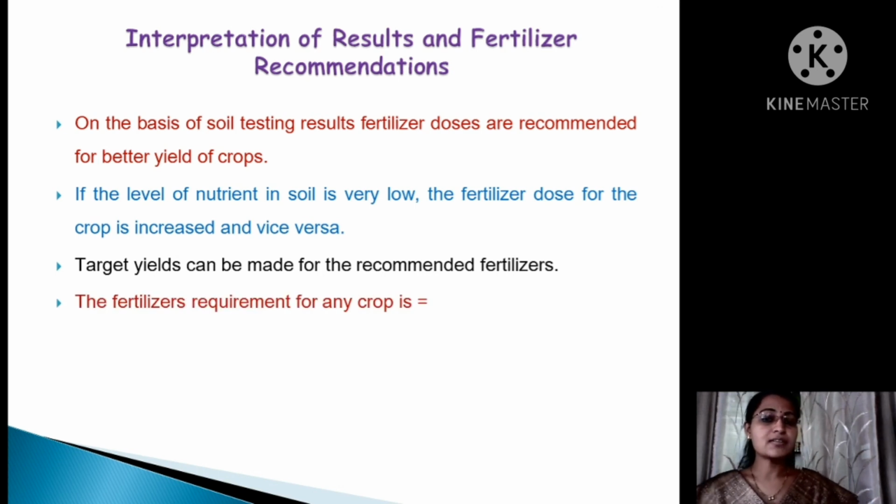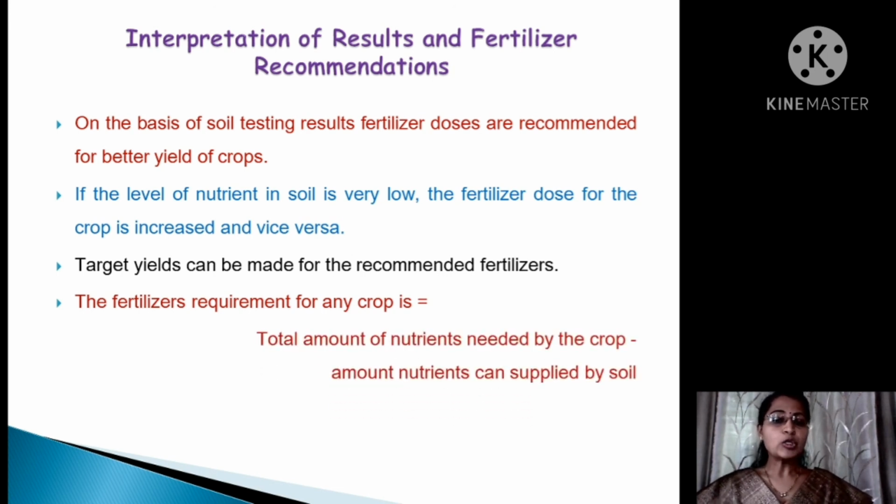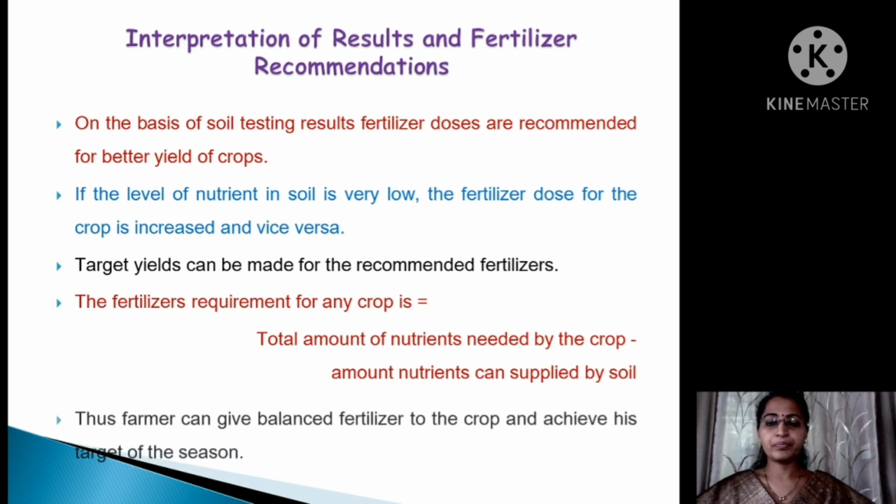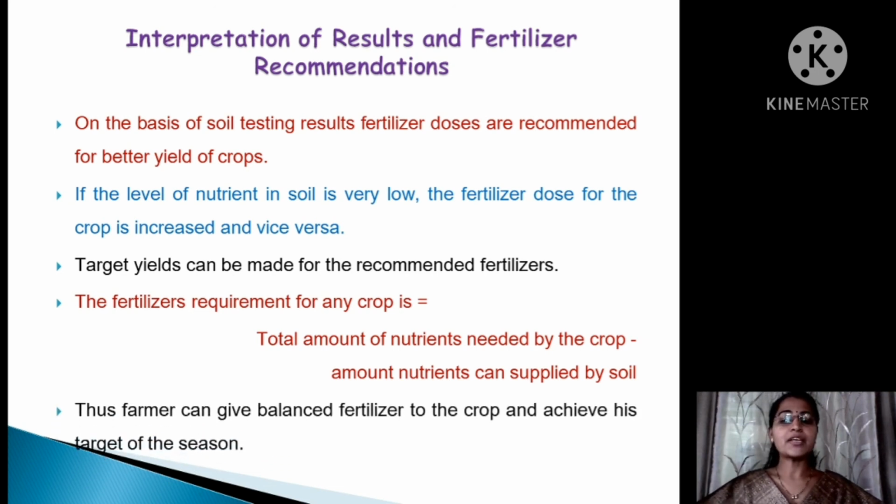The fertilizer requirement for any crop can be calculated as the total amount of nutrients needed by the crop minus the amount of nutrients that can be supplied by the soil. From this formula, we can find out the fertilizer requirement for any crop. Thus, the farmer can give balanced fertilizer to the crop and achieve his target of the season.